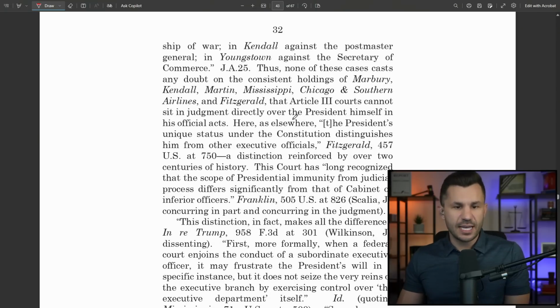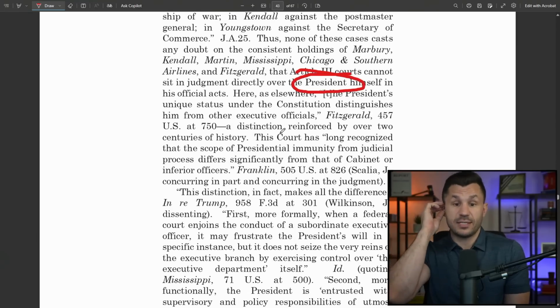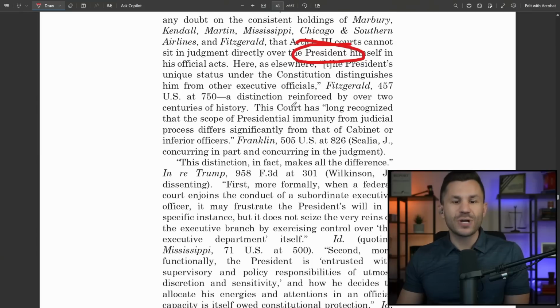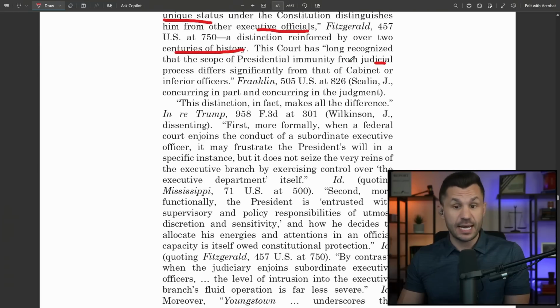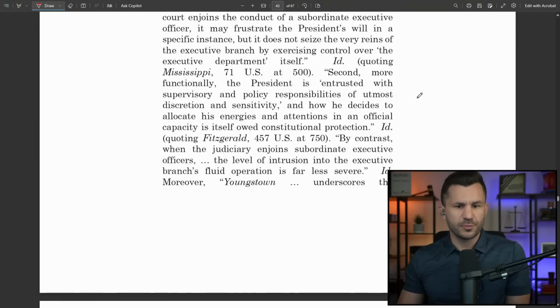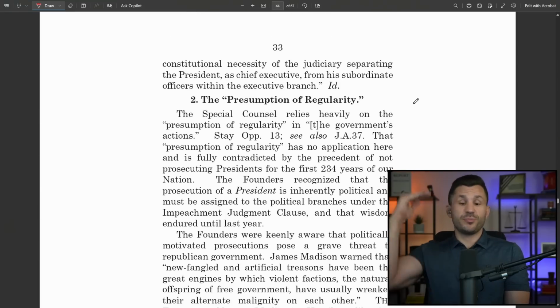And so none of these cases cast doubts on any of the other holdings. Article 3 courts cannot sit in judgment of a president. So you can bring up cases where it's not the president, but okay, that's fine. It's not persuasive because it's not the president. Here, as elsewhere, the president and his unique status under the Constitution distinguishes him from other executive officials, a distinction reinforced over 2 centuries. The court has long recognized the scope of presidential immunity is very different than that of a cabinet or inferior officer. We have saying a president has different privileges and rights. He has to decide other things that subordinate officers don't. And so there's a difference between the president and the other positions.